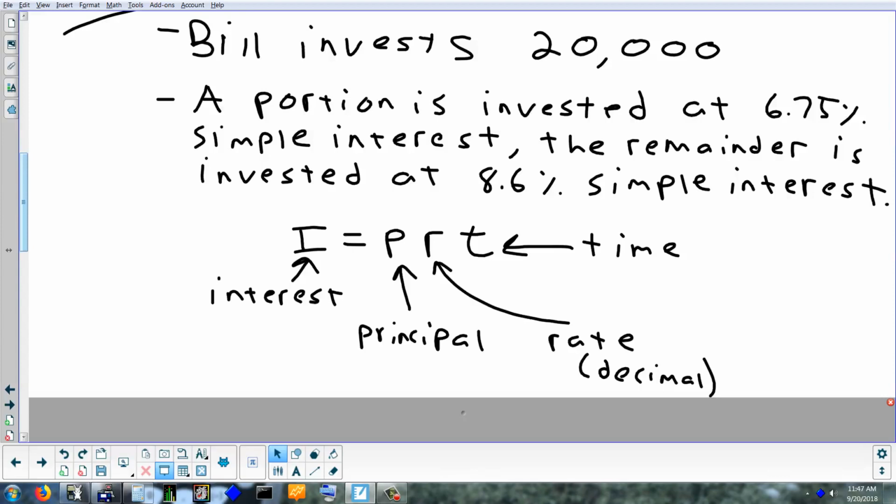Now, notice I wrote rate as a decimal. So what that means is if they give you something as a percent, you need to change it to a decimal. So 12% would turn into 0.12. You just move the decimal 2 places to the left. Change percent to decimal.